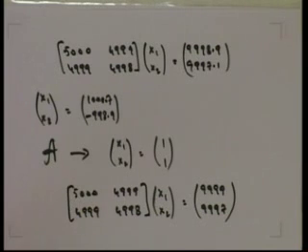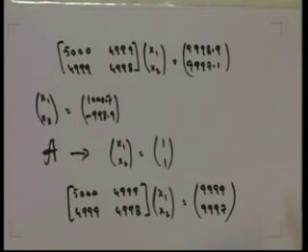Is this clear? This is where the subtlety is. There are two components involved: something to do with the problem and something to do with the algorithm.